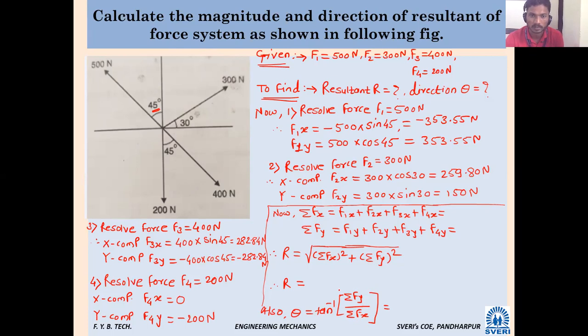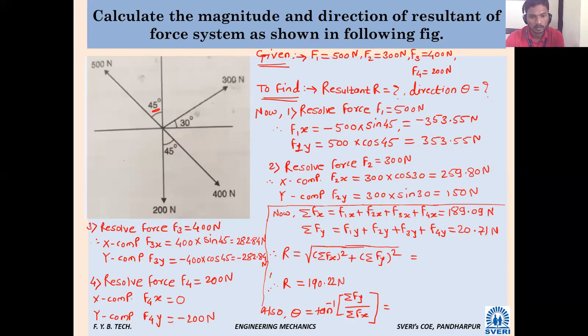Now what next? Summation of x is 189.09, sir. Very good. Summation of y is 20.71. Very good. Final R? R is 190.22, sir.